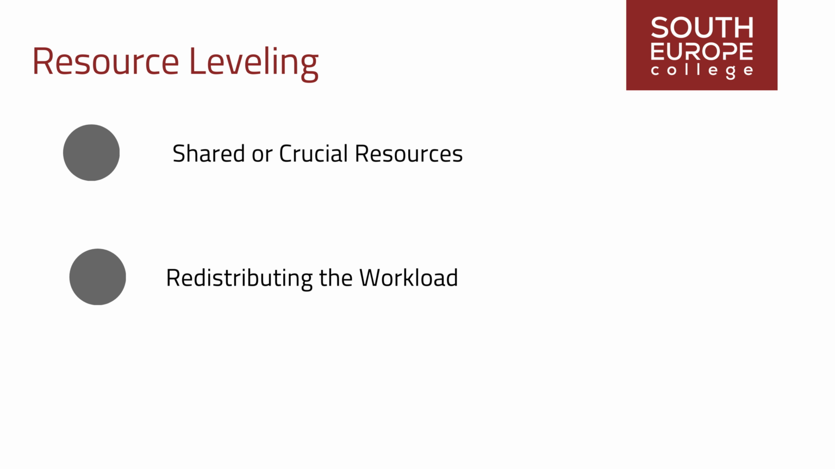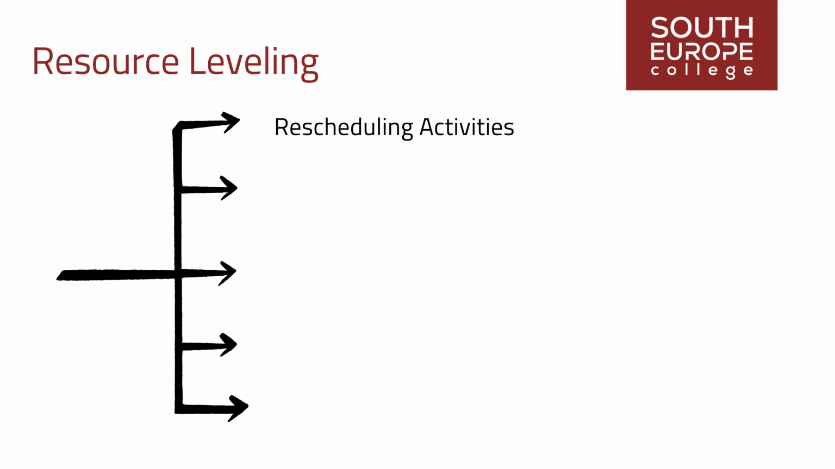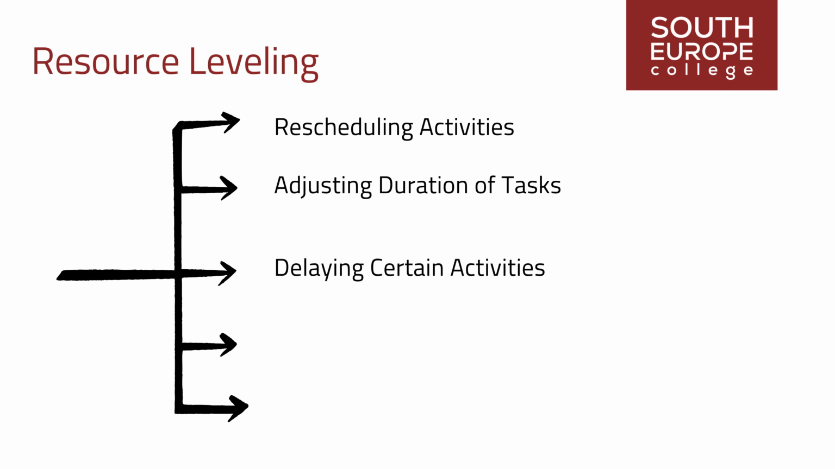By redistributing the workload and smoothing out resource usage, resource leveling aims to maintain consistent resource utilization throughout the project lifecycle. In practice, resource leveling may involve rescheduling activities to accommodate resource constraints or adjusting the duration of tasks to align with resource availability. This could mean delaying certain activities to ensure that resources are available when needed, or breaking down tasks into smaller components to facilitate resource sharing without compromising project objectives.